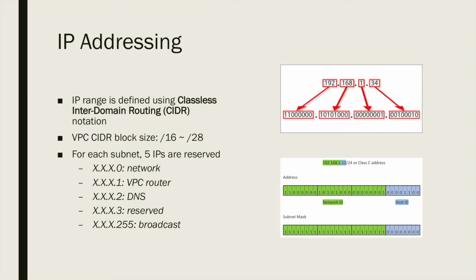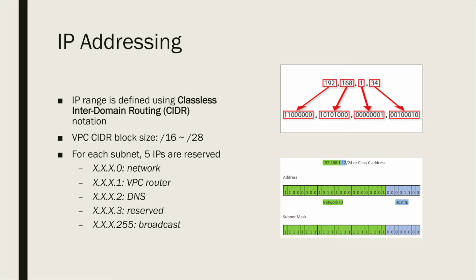In this CIDR, we can see in the right side picture that the first green part is the network ID, and the rest is the host ID. For the network ID in this example, we use 24 bits to represent it. So we can use /24 to represent this network ID. This is called CIDR. The VPC CIDR block size is between /16 and /28.